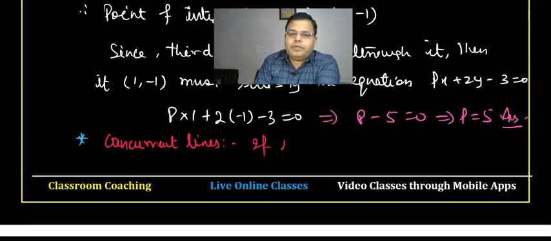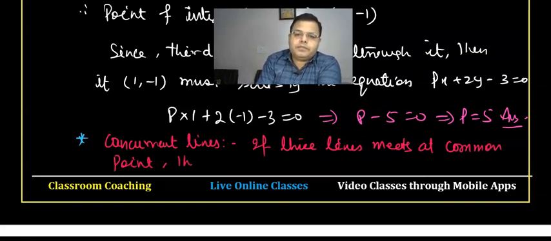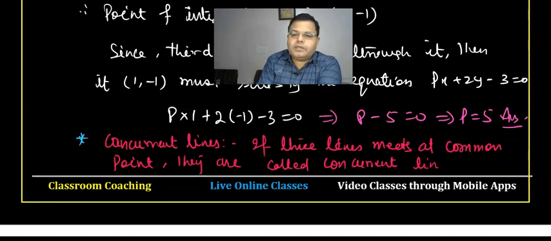If three lines meet at a common point, they are called concurrent lines. Right? They are called concurrent lines.